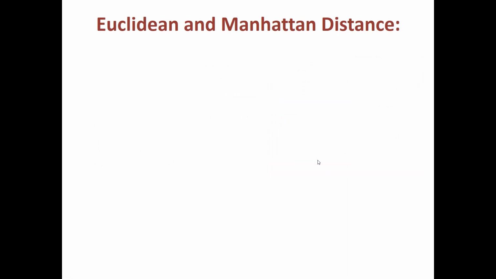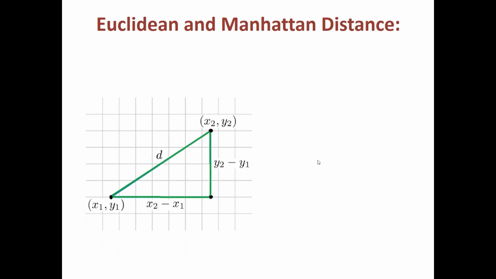But the question is how to find the nearest neighbor. There is one mathematical approach for finding the nearest neighbor, and it is nothing but distance calculation. We can use either the Euclidean distance method or the Manhattan distance method. In the Euclidean distance method, for finding the distance between two data points (x1, y1) and (x2, y2), it is the square root of (x2 minus x1) whole square plus (y2 minus y1) whole square. That will give you the Euclidean distance.